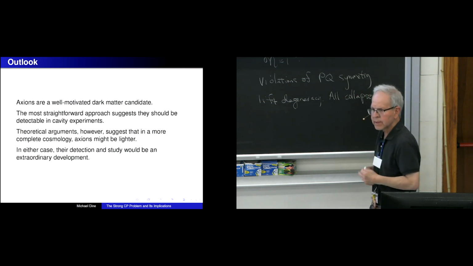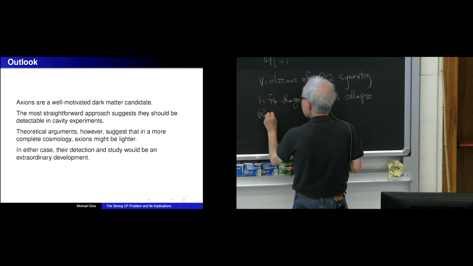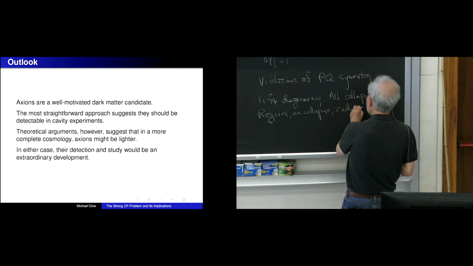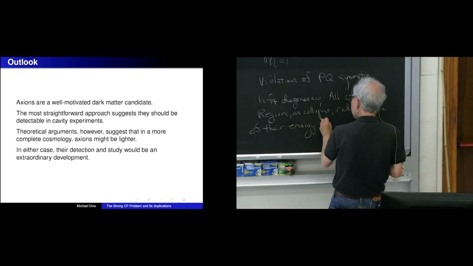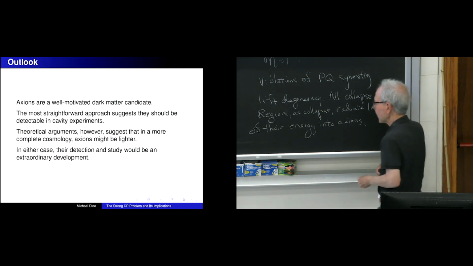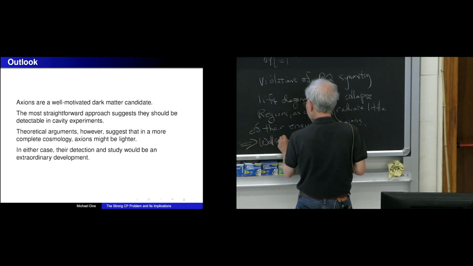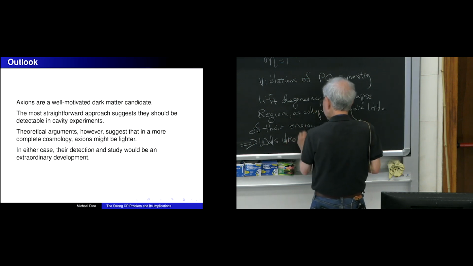And you can ask what happens to these regions. In fact, as these regions collapse, they radiate a little of their energy into axions, or other things, gravitational waves, electromagnetic waves, and so on. Most of the energy is converted into kinetic energy, and the walls become ultra-relativistic when they disappear.